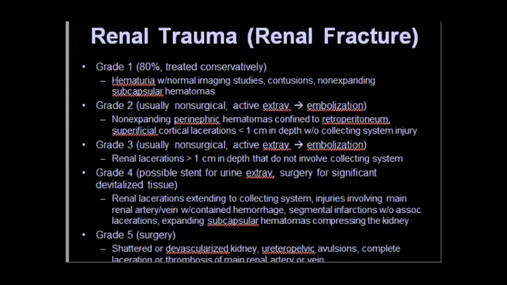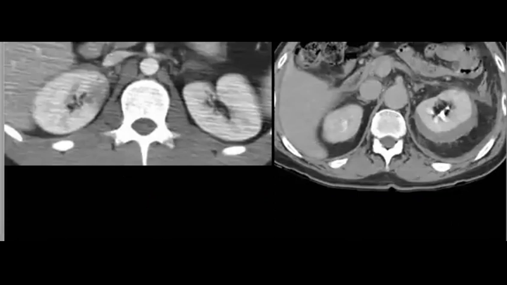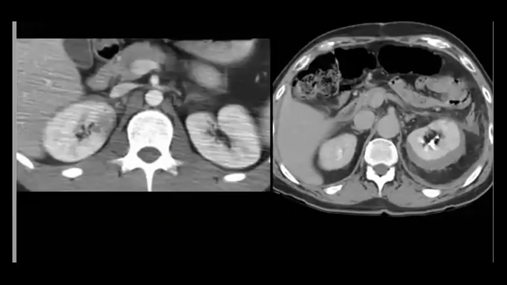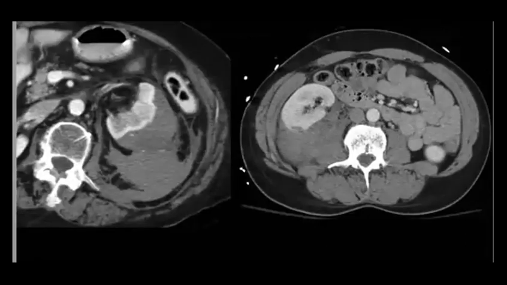So you have the grades. Let's talk about the grades quickly. So this one will be grade 1 or 2. Grade 1. Why grade 1? Because maybe it is just some contusion, and there is ill-defined hypoenhancement in this kidney compared to the other, and the subcapsular hematoma. Perfect. So grade 1.